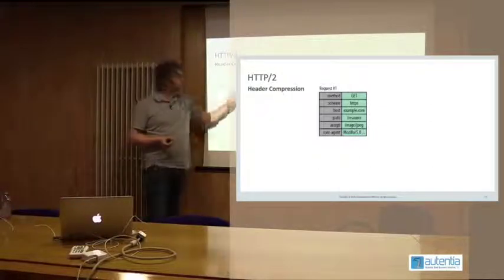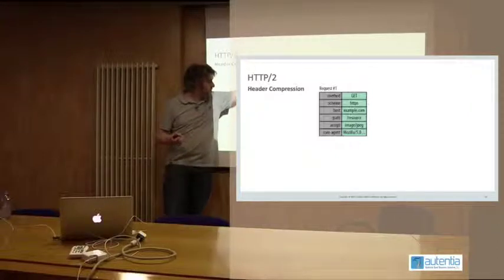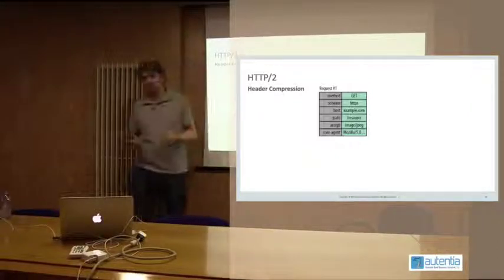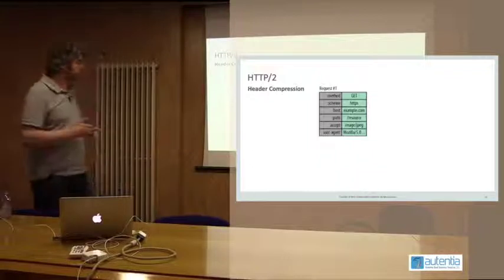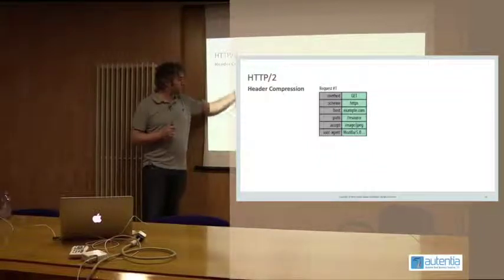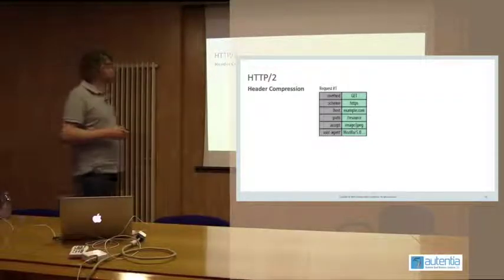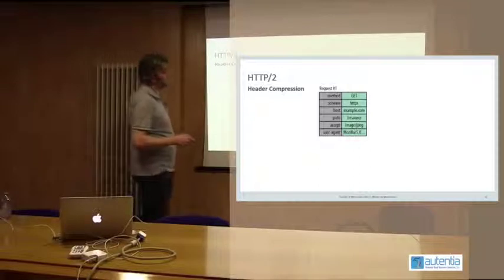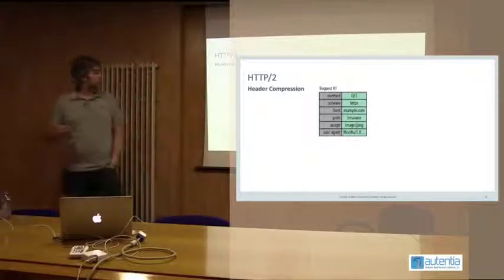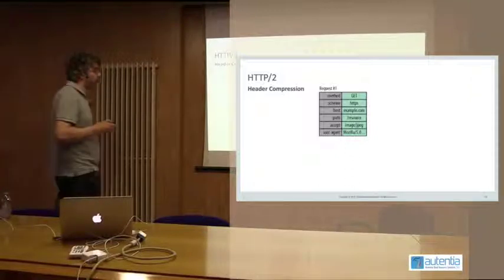So this is the first request. I want to get a pictures resource on that example.com site. So this would be the HTTP2 header stream corresponding to that request. This is my second request. The only thing which has changed is really that guy here, the path. So I just want a different picture on that same host.